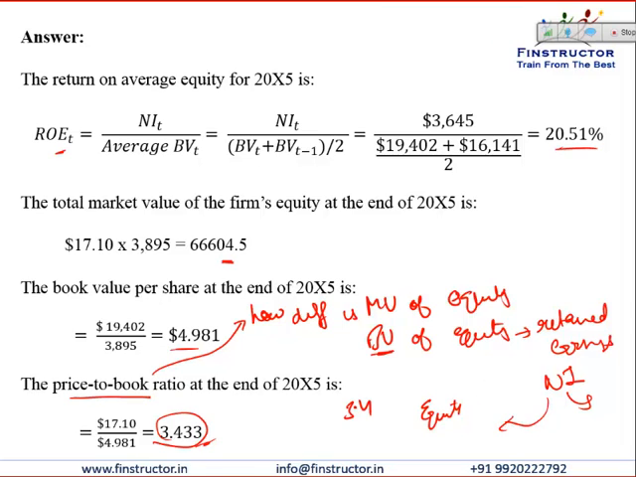So if the market is expecting that high income will be earned and it will be reinvested in the business, so if I reinvest in the business, I can buy more assets. I can generate more income in the future. Then the market will be willing to pay a high price to book ratio, or the market price per share, which in this case is 17.1, will be much higher than the book value per share. So price to book multiple is also an important valuation metric that we will see in the sessions to come.